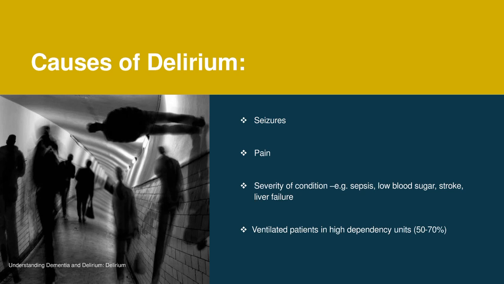Say, for instance, they have sepsis, they have an infection. Sepsis can be fatal. Low blood sugar, stroke, liver failure. And actually patients who are in high dependency units who are ventilated, up to 50 to 70% of those patients will have experienced some form of delirium. And it's very, very frightening.